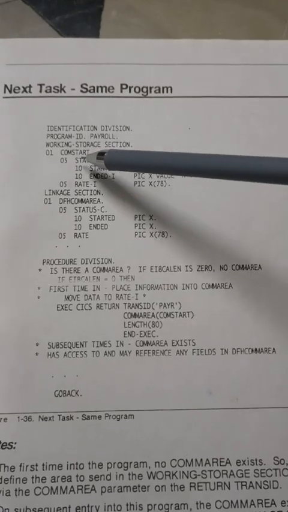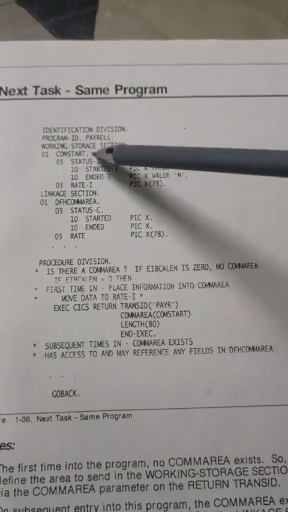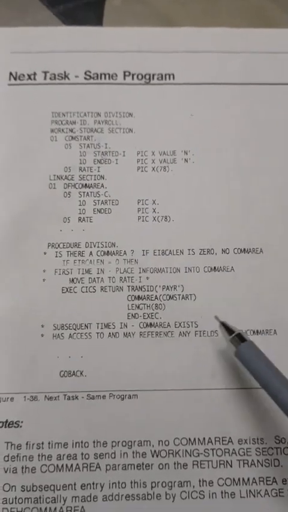Payroll is a program name. Here I have coded a COMMAREA. In the COMMAREA, this is a working storage variable, and in the linkage section I have mentioned the DFHCOMMAREA in the same program.